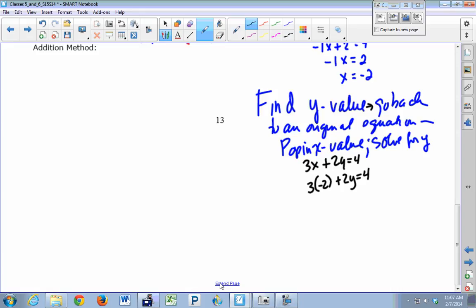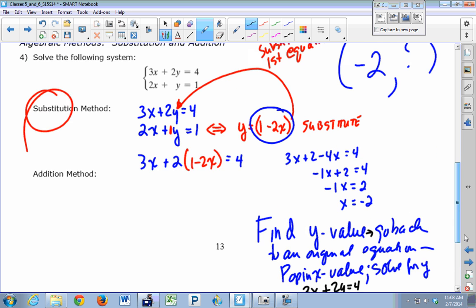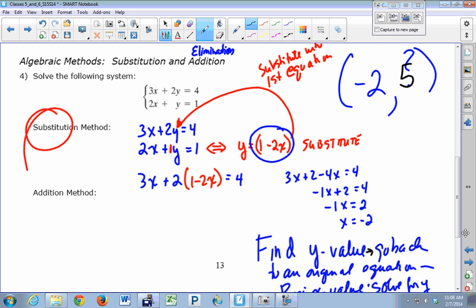Okay? So negative 6 plus 2y equals 4. 2y equals 10. Y equals 5. But if you're a little extra careful, you're going to say, okay, here's my solution. And to be really extra careful, you take that solution and you plug it into the other equation just to make sure everything's kosher. 2 times negative 2 is negative 4 plus 5. Good, gives me 1. So this would be the point of intersection if you were to graph these two lines.